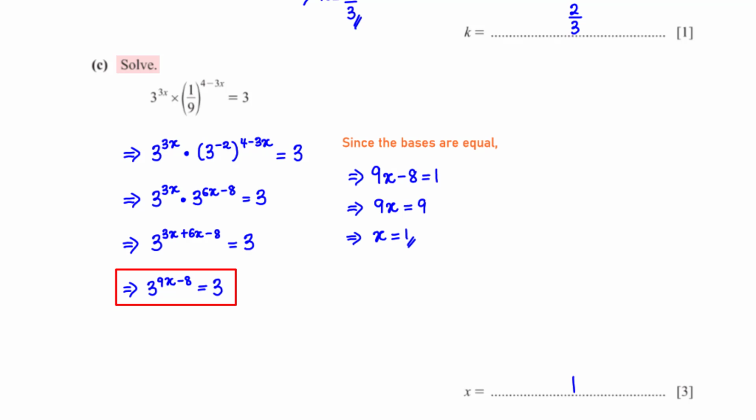So now that the bases on both sides of the equation are equal, then their powers should also be equal. So we have 9x minus 8 equals 1. When we add 8 to both sides, we have 9x equals 9. When we divide both sides by 9, we have x equals 1.